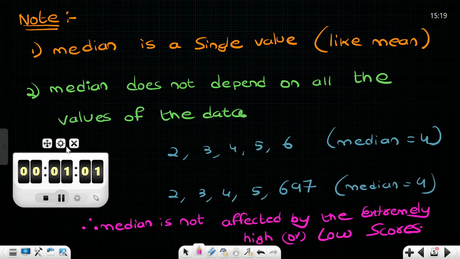There is also a third point in the note, Akshita. After the 1.5 minutes is over, I will explain it to you.